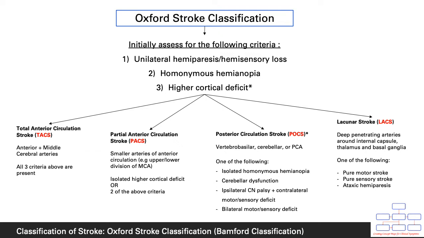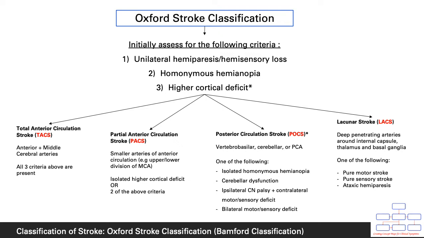So you can have infarcts in your anterior circulation, so you can have total anterior circulation strokes and partial anterior circulation strokes, and then you can have infarcts in your posterior circulation, and you can have infarcts in your lacunar region.